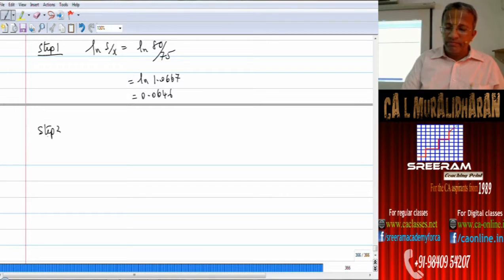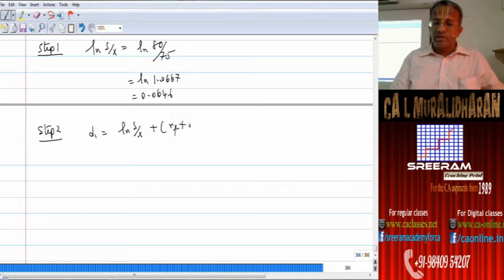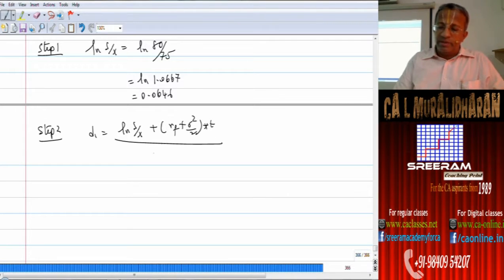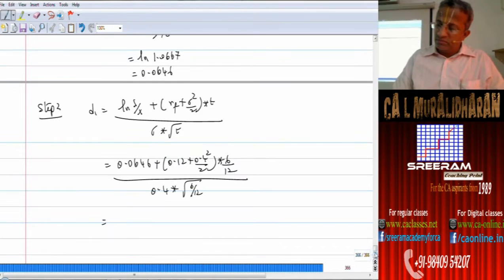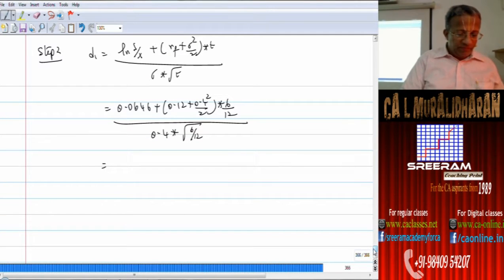Then step number 2, D1 is equal to natural log of S by X plus RF plus standard deviation squared divided by 2 into T, the whole divided by standard deviation into square root of T. 0.0646 plus 0.12 plus 0.4 squared divided by 2 into 6 by 12, the whole divided by 0.4 into square root of 6 by 12. 0.4 squared divided by 2 plus 0.12 into 0.5 plus 0.0646. That should give you 0.1646 as the numerator value.